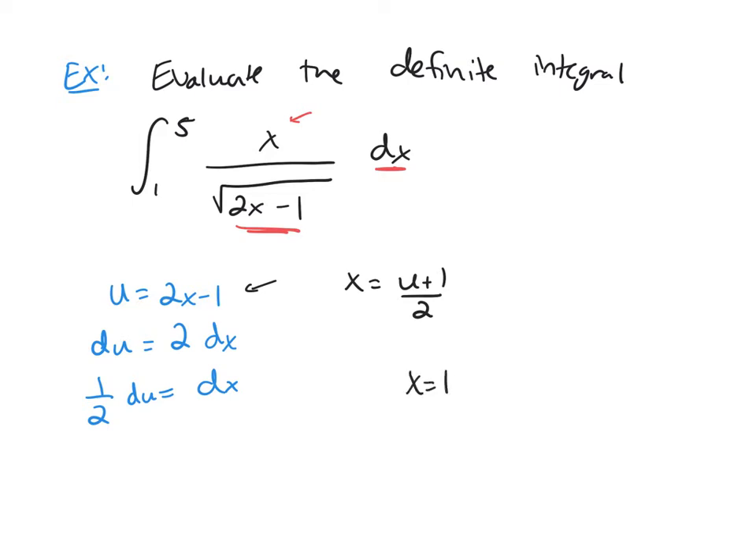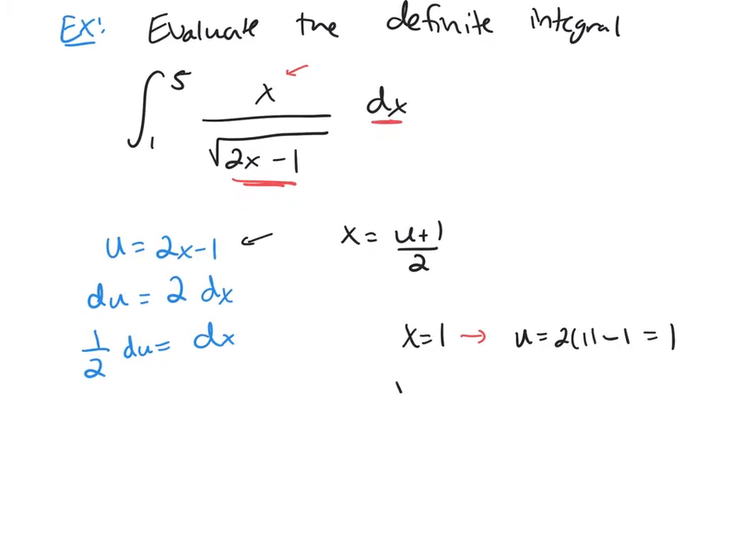So before, our lower bound was x equals 1. What does that correspond to now? If I plug it in, u is 2 times 1 minus 1, or 1. So I have the same lower bound, but if I plug in x equals 5 now, what will my new upper bound be? u equals 2 times 5 minus 1, or 9.